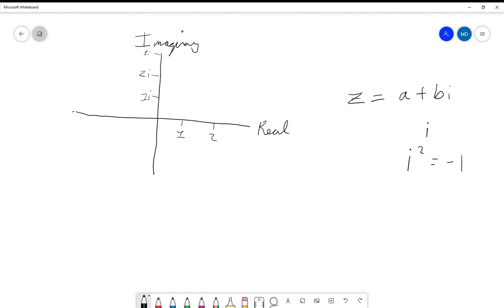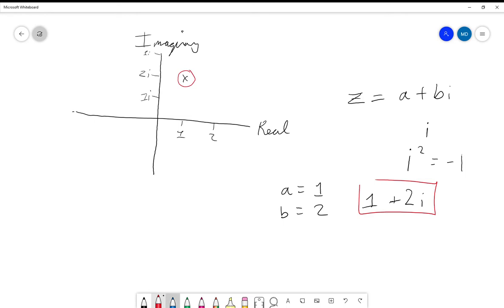Now, using that information, we can plot this on here. Let's imagine we've got a complex number. So let's say our a was equal to 1 and our b was equal to 2. Then we'd have the complex number 1 plus 2i, which would be here. So the complex number 1 plus 2i is located here on the complex plane. But there's another way of thinking about it.